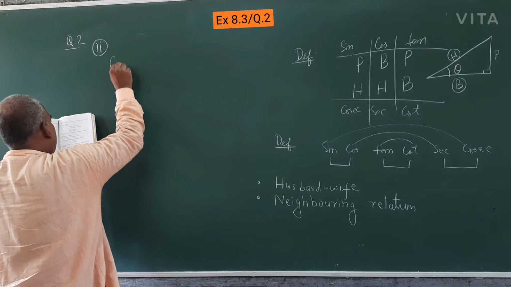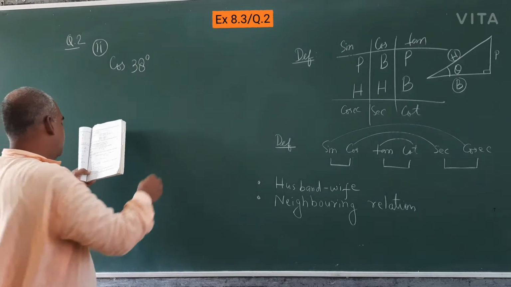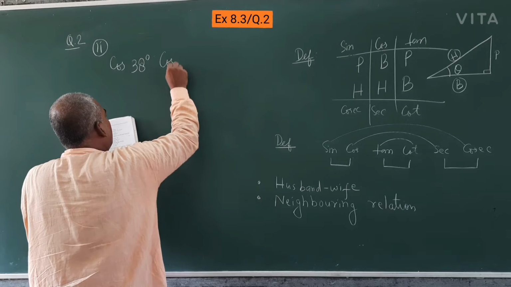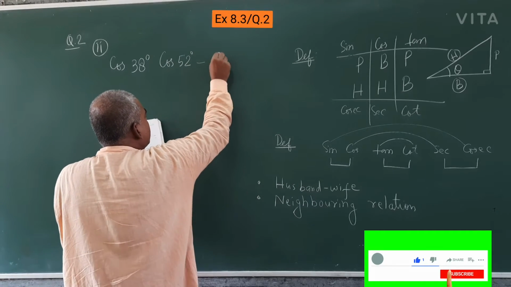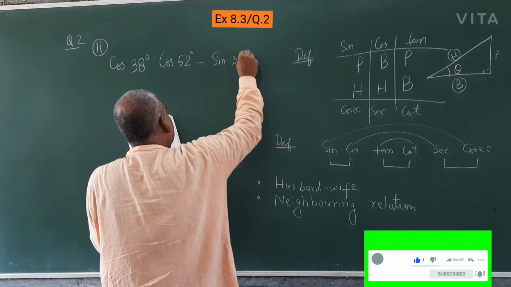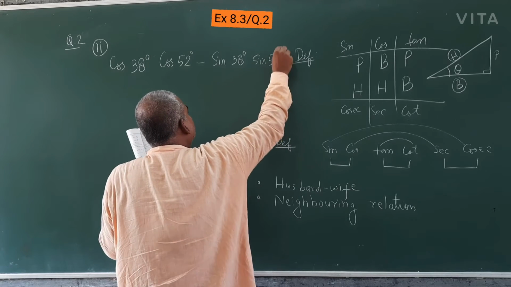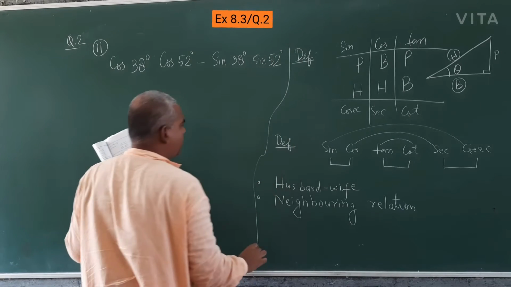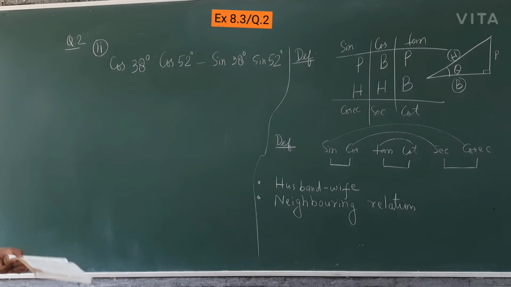Cos, you will focus on complementary. cos 38 degree cos 52 degree minus sin 38 and sin 52. Without solving, students can give the answer. What will be the value? So that is equal to 0.